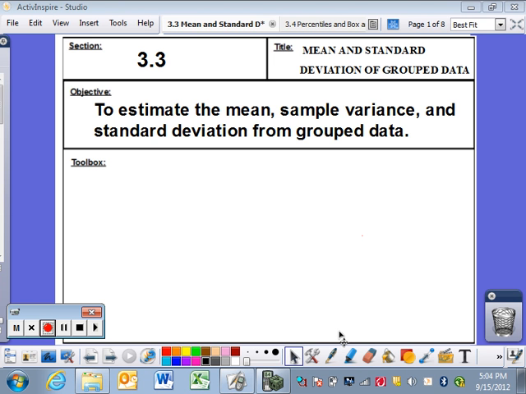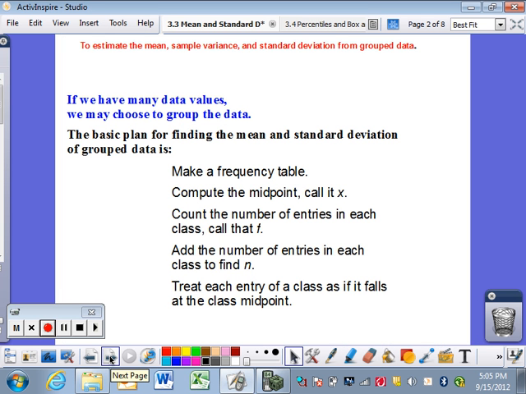Today we're going to do 3.3. It's mean and standard deviation of group data. So everything in here is going to involve group data, and you're going to have categories and different things like that. To find the mean and standard deviation, you're going to have to make a frequency table.